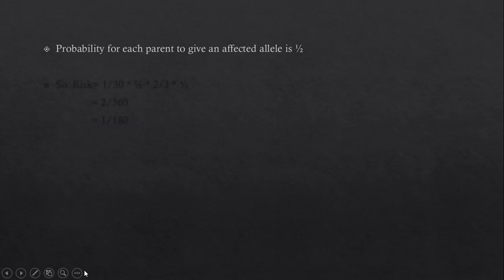In this case, of course, the probability for each parent to give the affected allele is 1 over 2. So the risk is 1 over 30 because the father is of unknown family history, times 1 over 2 to give the affected allele from the father, times 2 over 3 for the mother to be hybrid since she already has an affected brother, times 1 over 2 to give the affected allele, and this is going to give us a risk for this couple to have an affected child of 1 over 180.